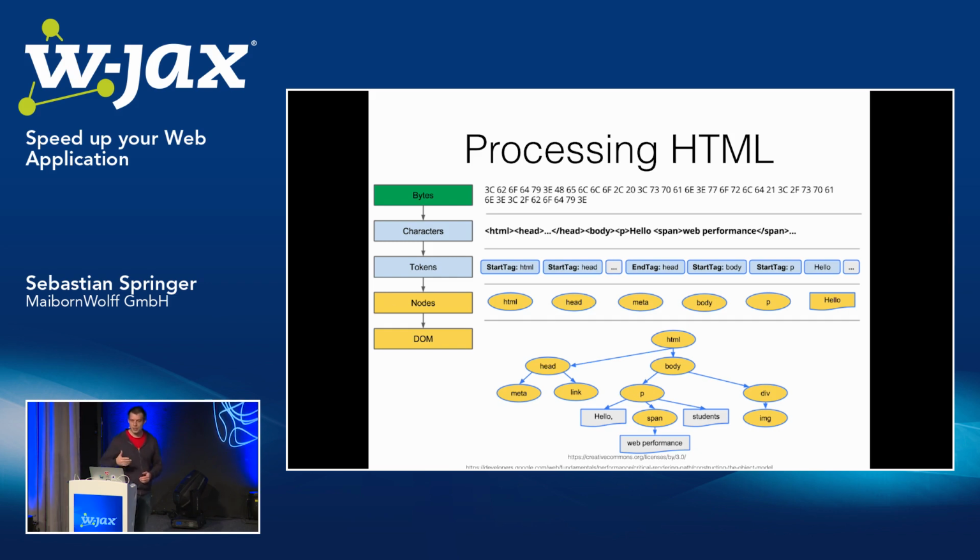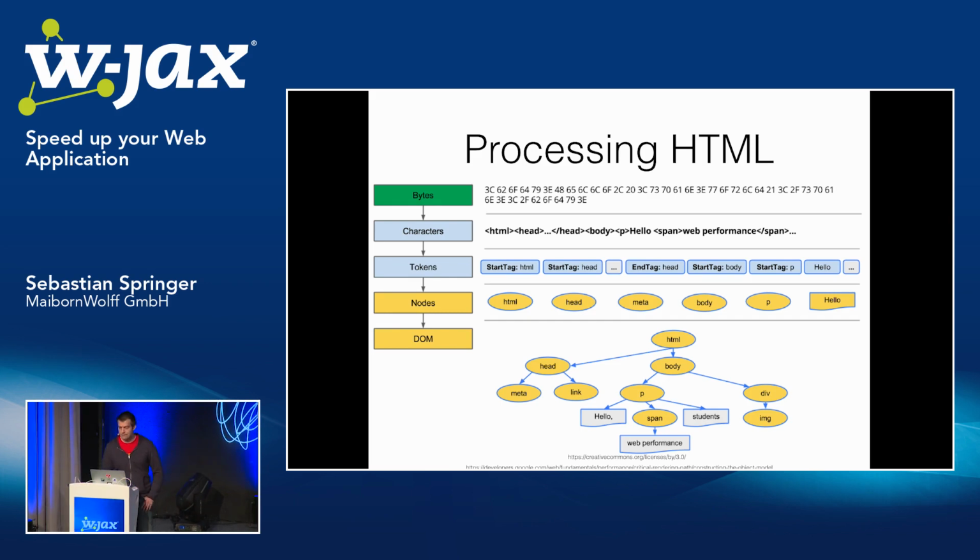The browser gets some bytes from the server. Then it transfers the bytes into characters, which is plain text HTML, but the browser does not show the plain HTML, but transforms it into tokens, which are specified by the HTML standard. These tokens are enriched with further information and transformed into nodes. And those nodes are building the document object model, which is a tree structure. And here you see an example of such a tree structure with one root node and several child nodes.